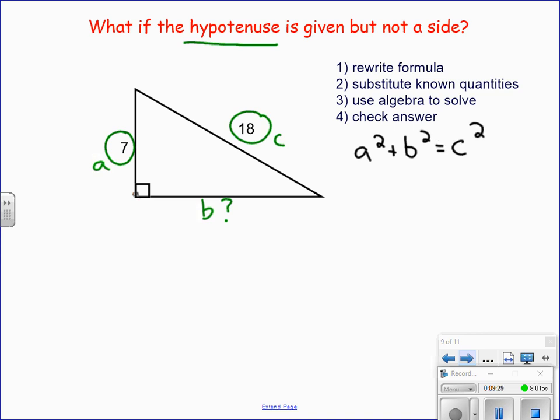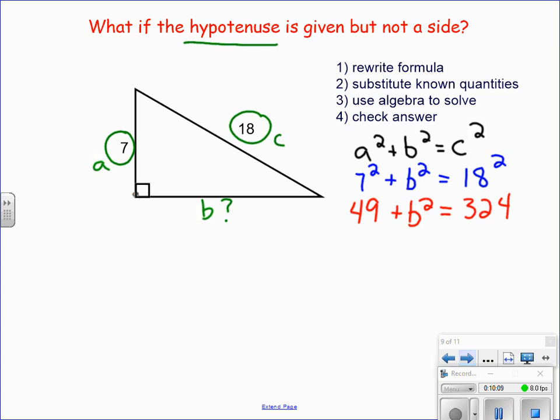But now I'm going to plug in A and C into the equation. So my A is 7 squared. B is unknown. I'm going to leave it as B. And C I'm given as 18 squared. So again, I'm just putting in the numbers that I know into the equation. So I now have, when I do the math, 7 times 7, which is 49, plus B squared. I don't know what B is, so I'm going to leave it as B. And 18 squared, which is 18 times 18, which is 324.